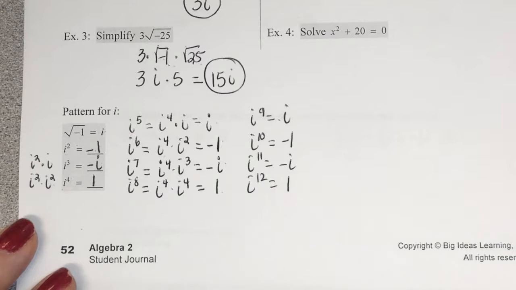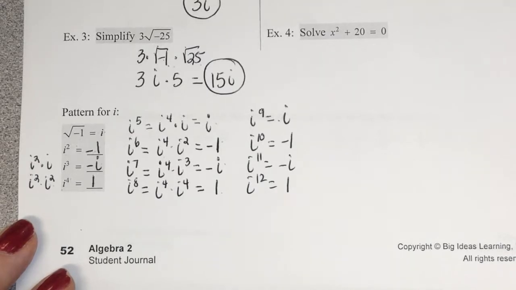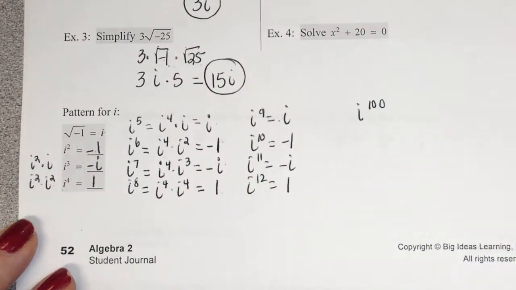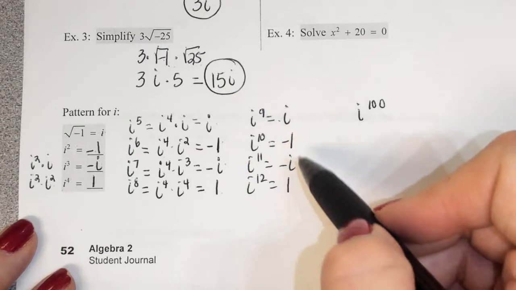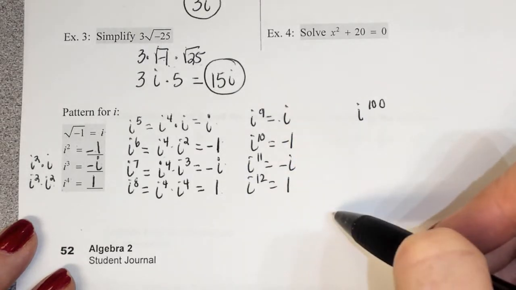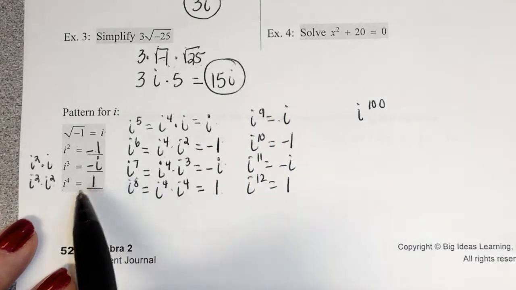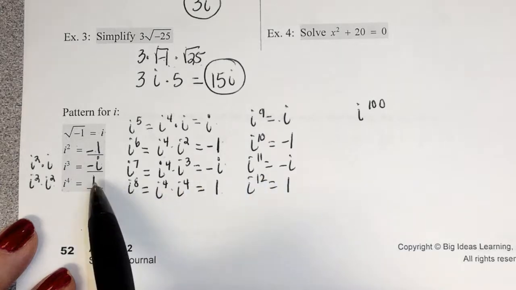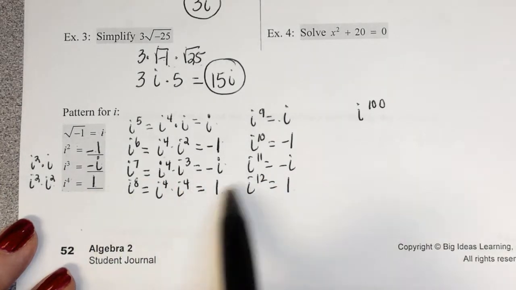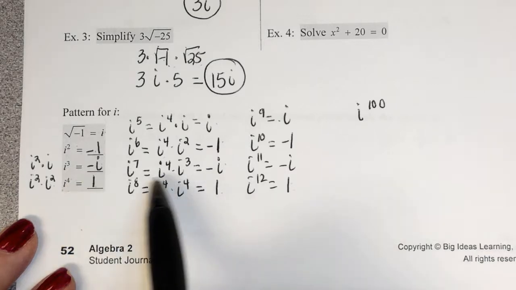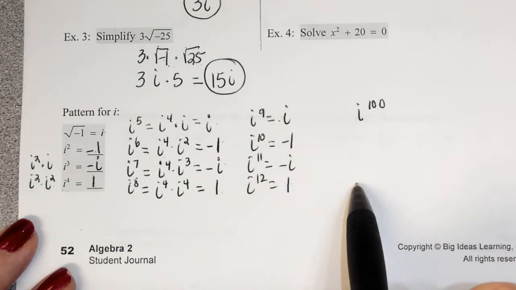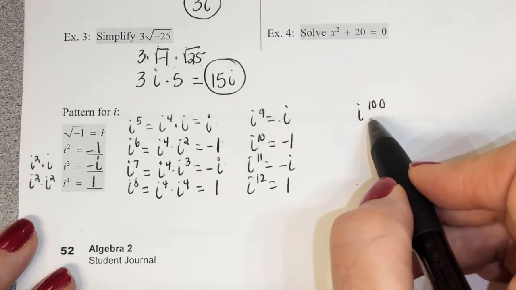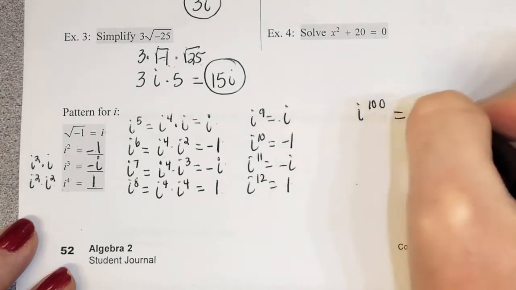Good. Now, I don't want to have to do that forever to do a problem that you might see on the ACT like I to the 100th. I can't sit here and take my time going I, negative 1, negative I, 1. It will just take me too long. The only thing I notice about this is I to the fourth, I to the eighth, I to the 12th. What are all those answers? And what's true of all these exponents? 4, 8, 12, multiples of 4, right? Is 100 a multiple of 4? Yeah. So what's this answer have to be?